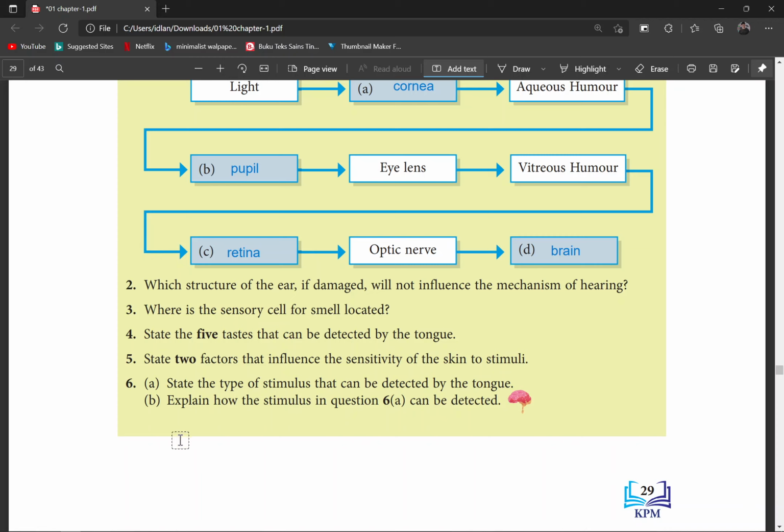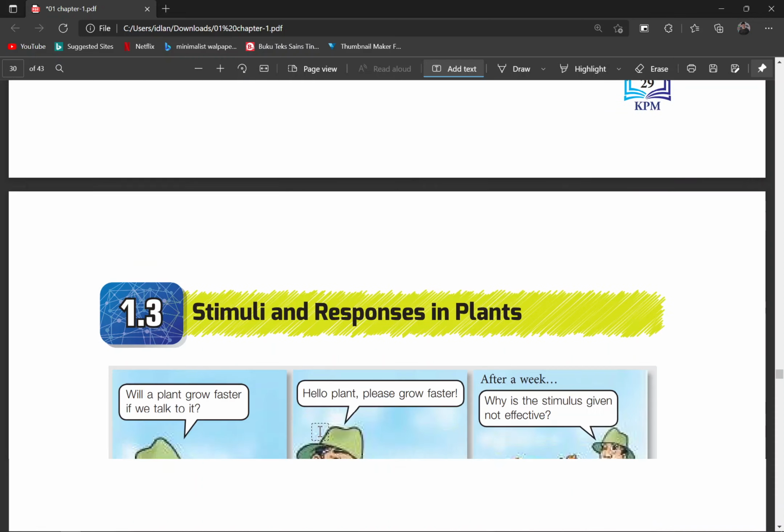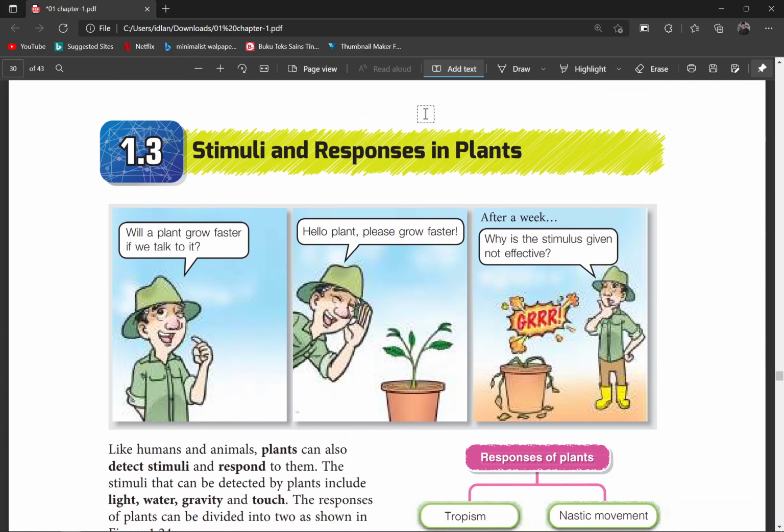Well, there's your tongue, and on your tongue there's papillae. On the papillae there's taste receptors and pores. When you're chewing your food, it dissolves in the saliva, and then it diffuses through the tongue to the taste receptor, and then it goes to the brain.